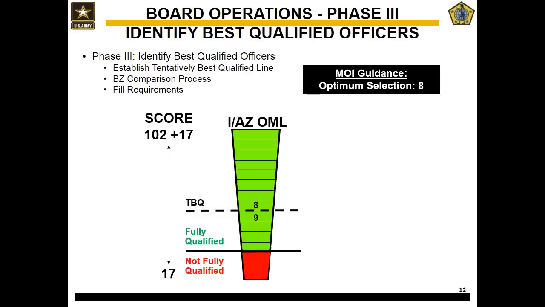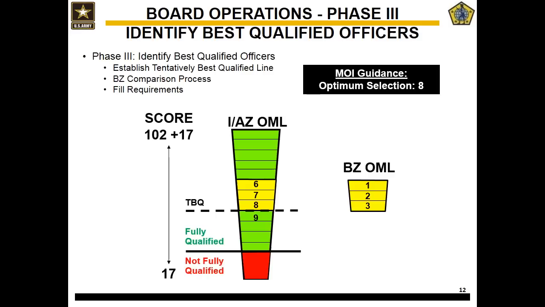The process will compare the in and above zone officers directly above the TBQ line to the BZ officers from the BZ Hardvote OML. The board will only compare the BZ maximum selection opportunity as defined in the MOI. Remember, in this example, the BZ maximum selection opportunity is 3. Therefore, the officers at BZ OML positions 1 through 3 are compared to the 3 officers directly above the TBQ line on the in and above zone OML. In this example, officers at OML positions 6 through 8 are the in and above zone comparison group.